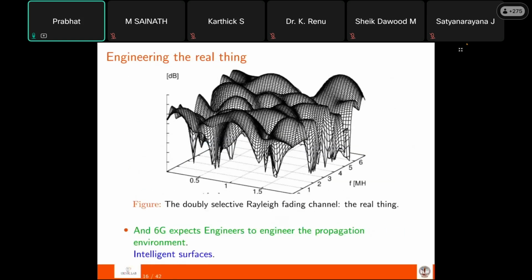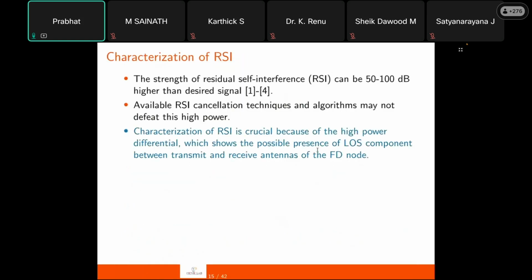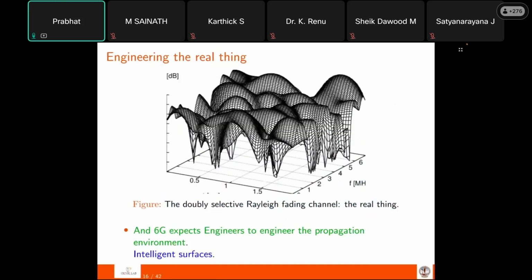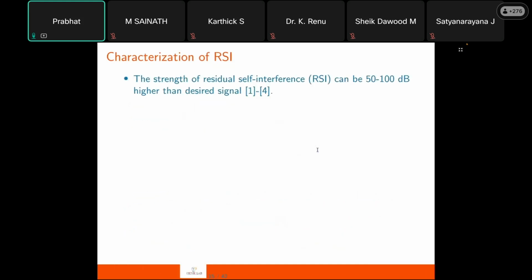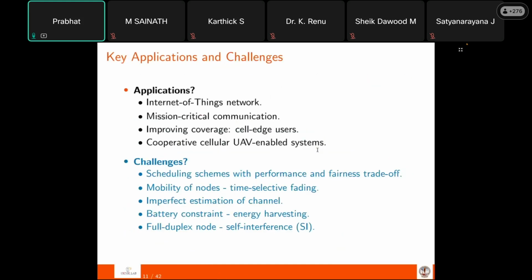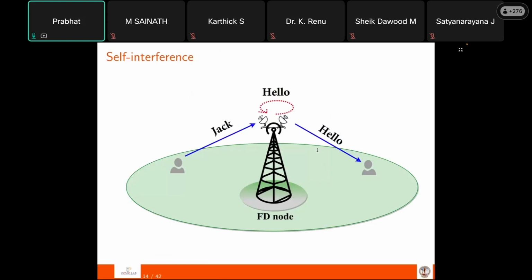Okay, so now I told you about full duplex wireless communication. Just to quickly summarize, it is not about FDD or TDD. It is about transmission and reception both happening at the same time, in the same frequency.